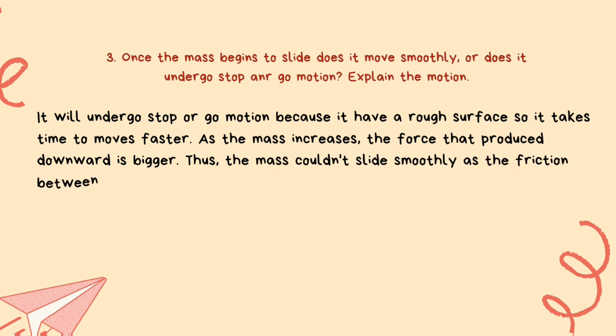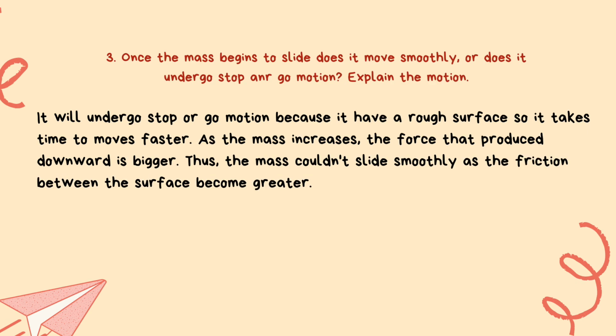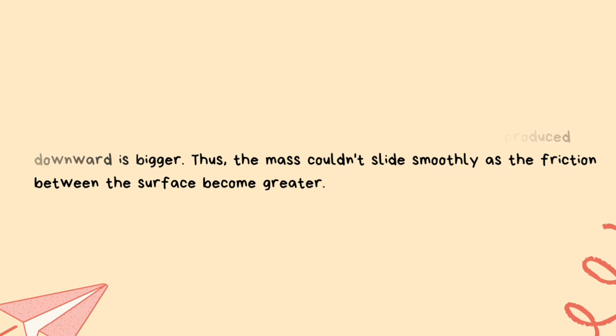Once the mass begins to slide, does it move smoothly or does it undergo stop and go motion? Explain the motion. It will undergo stop and go motion because it has a rough surface, so it takes time to move faster. As the mass increases, the force produced downward is bigger. Thus, the mass couldn't slide smoothly as the friction between the surfaces becomes greater.